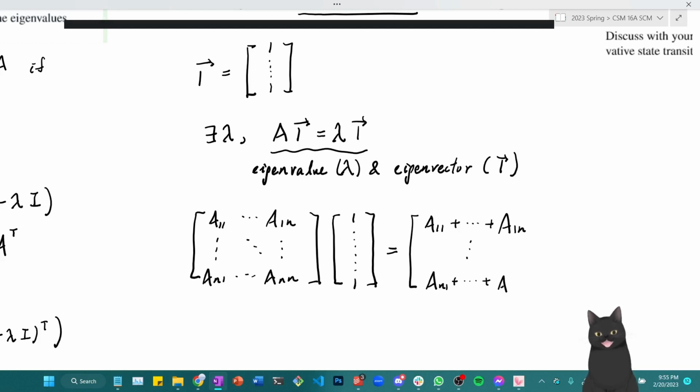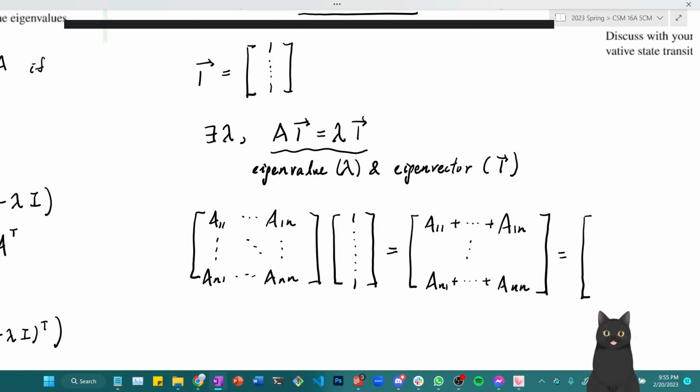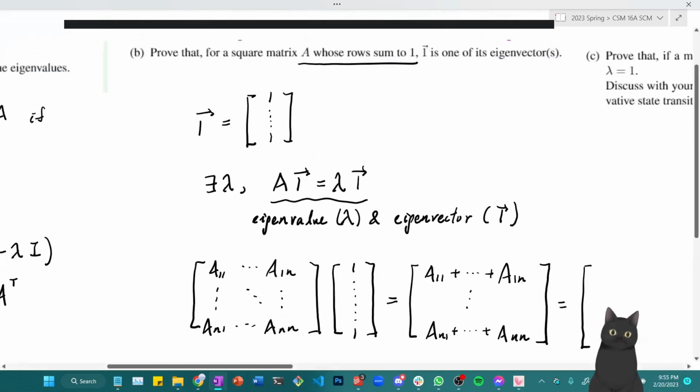Let's go through the inner mechanics of this. So the first entry of our resulting vector is going to be A11 times 1 plus A12 times 1 plus A13 times 1 plus and so on, plus A1n times 1. And this happens to be the sum of the first row's components, which in turn means that this is going to be the sum of the row of matrix A, and that is going to be 1.